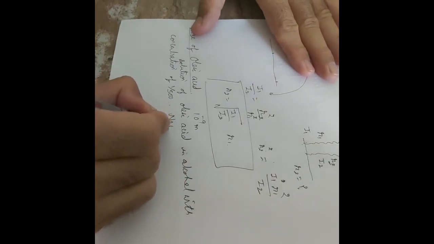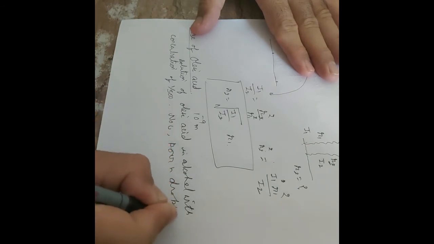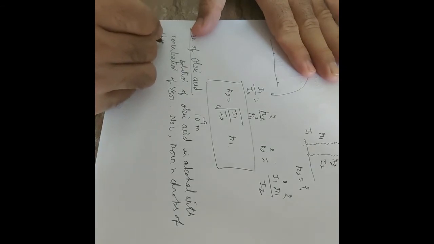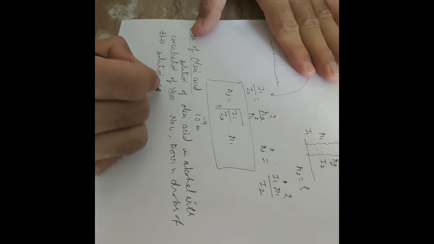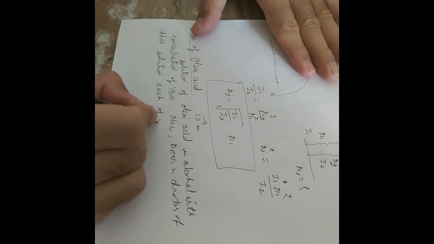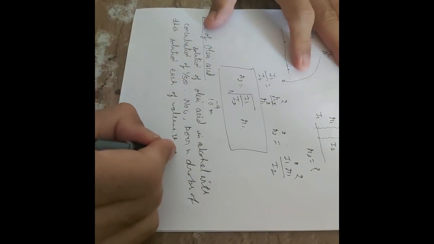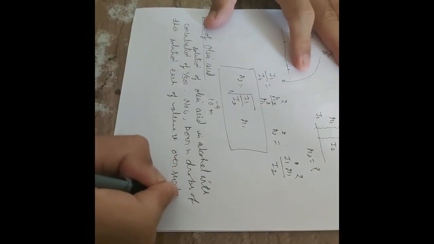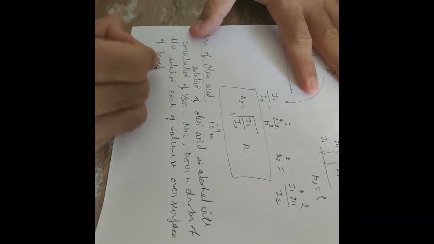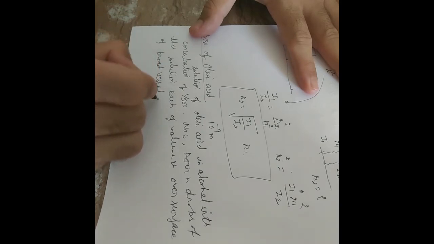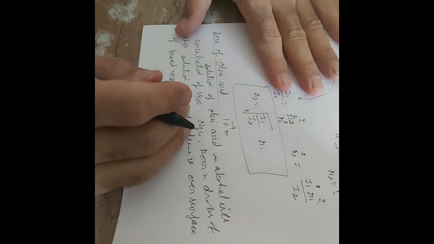Now what do we do? Now pour n drops of this solution, each of volume V, over the surface of a broad vessel. Why do we take a broad vessel? So that evaporation of alcohol can take place fast.